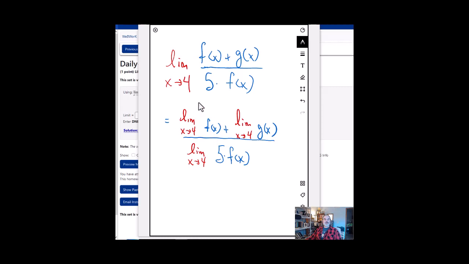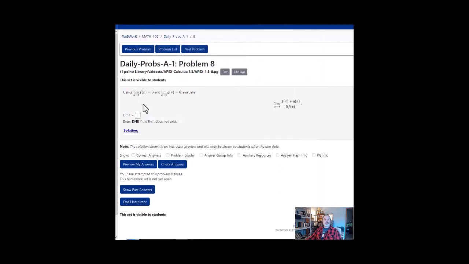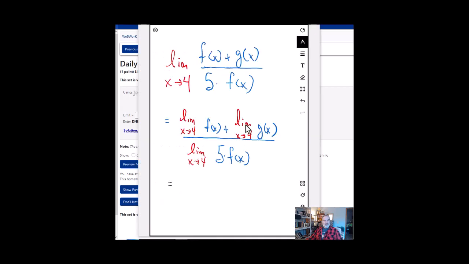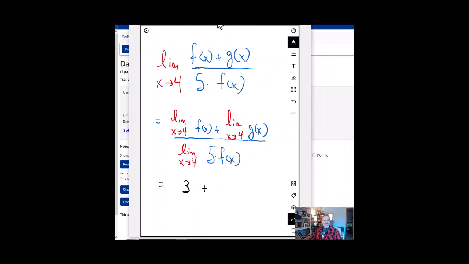And so these are the limit values that we are given in this problem. We are told that the limit as x approaches 4 of f is 3 and g is heading for 6. And so in this work, we know that this limit value is 3. We know that this limit value is 6. I had to check.